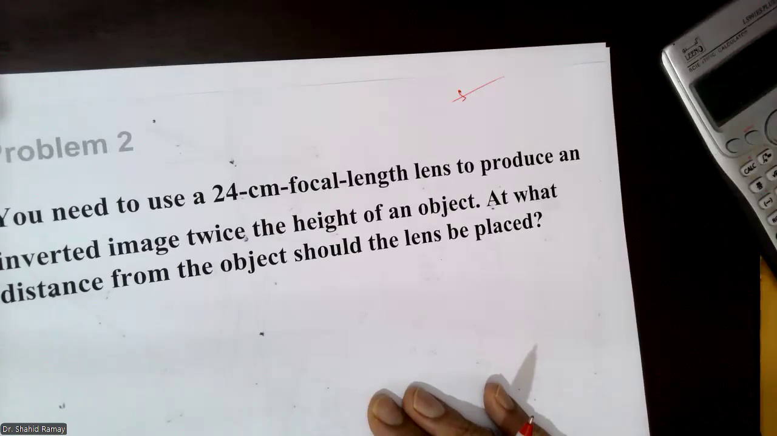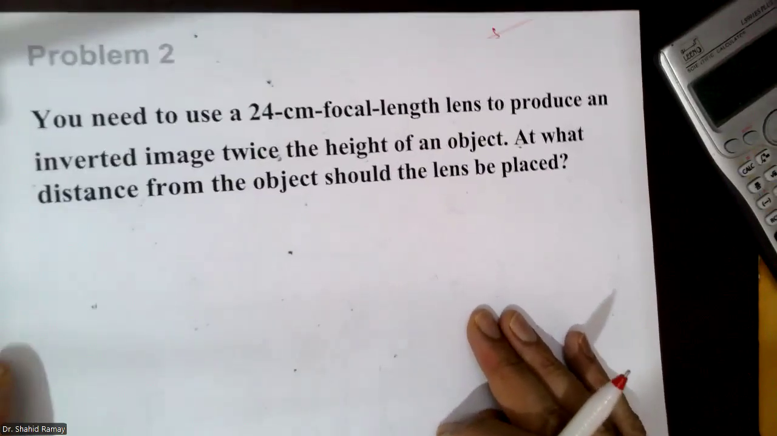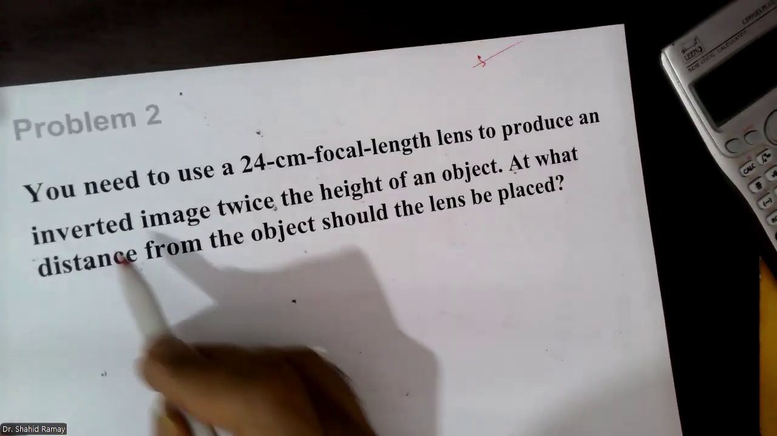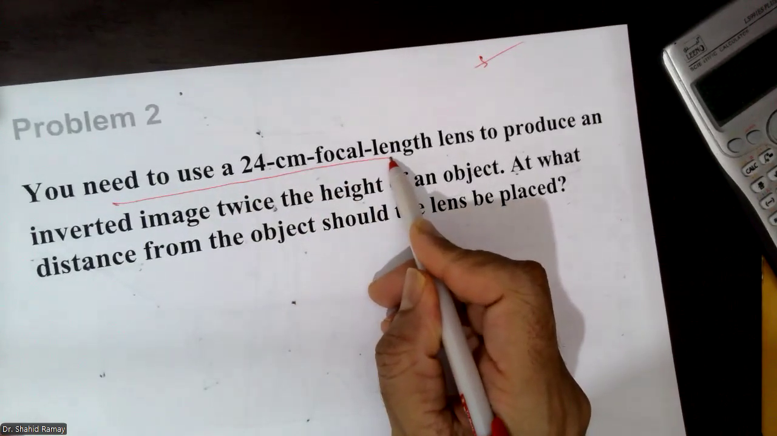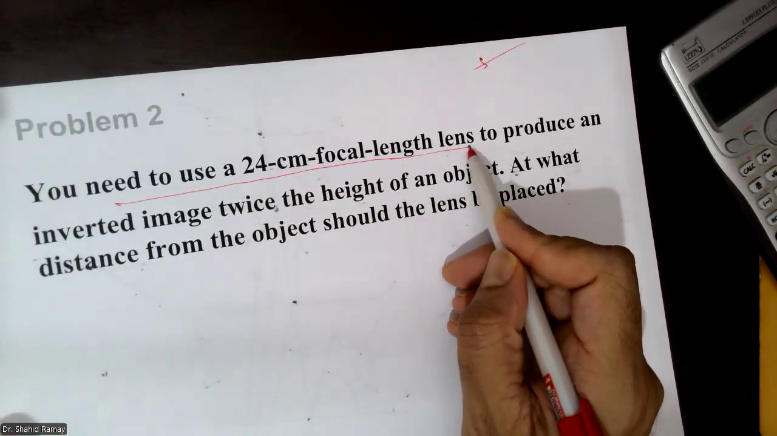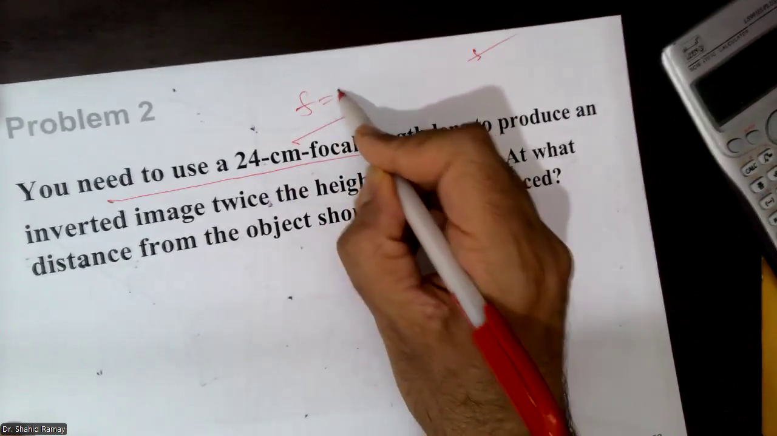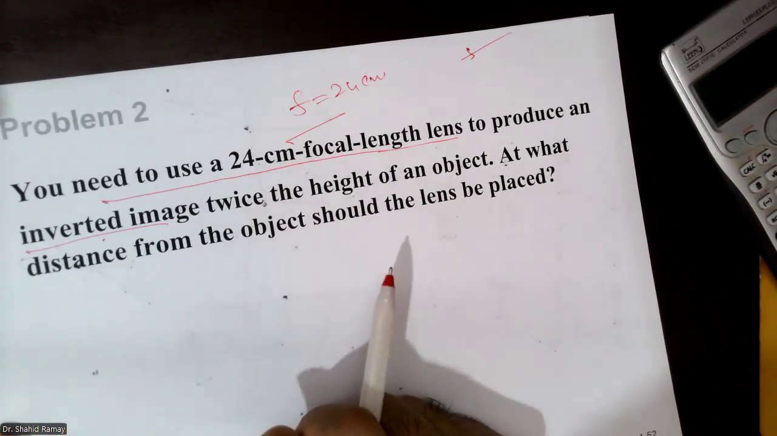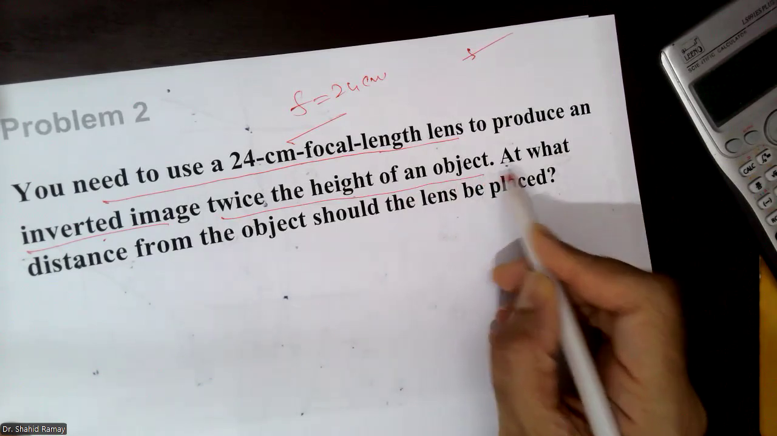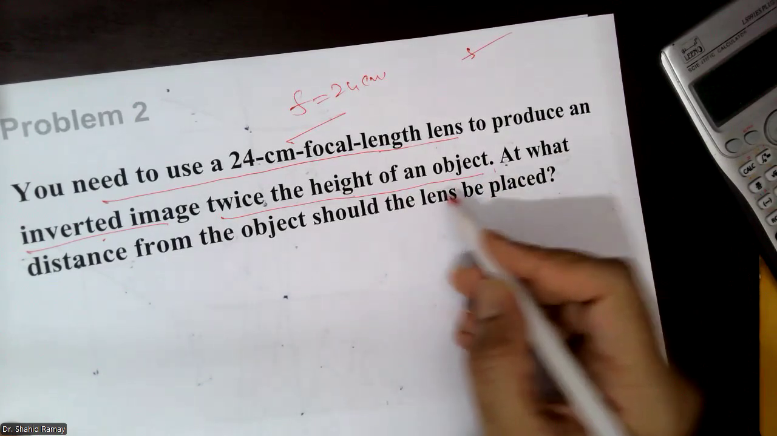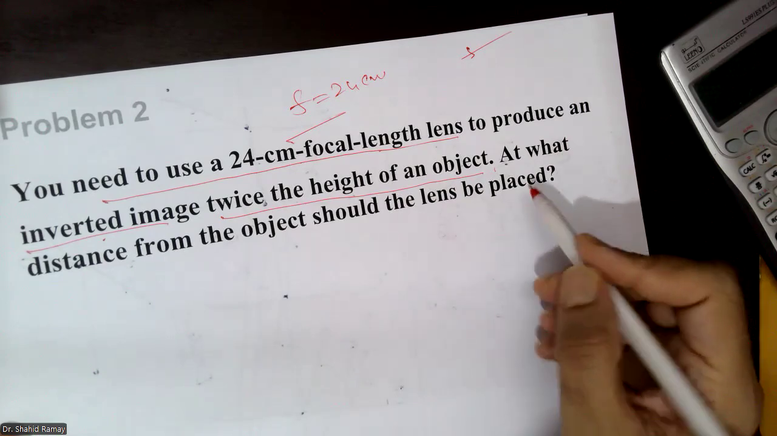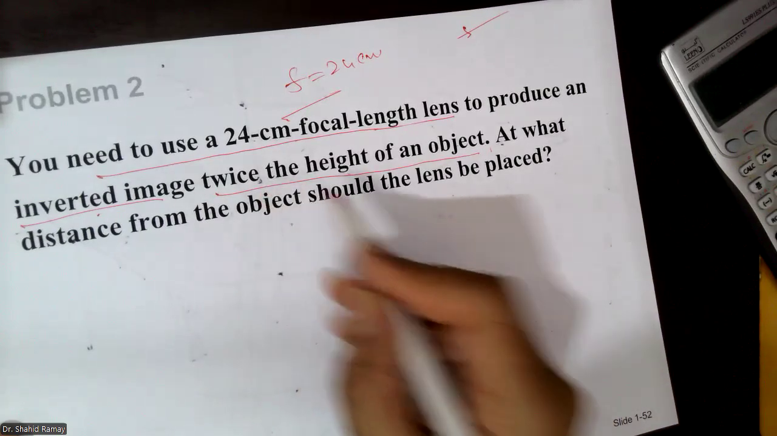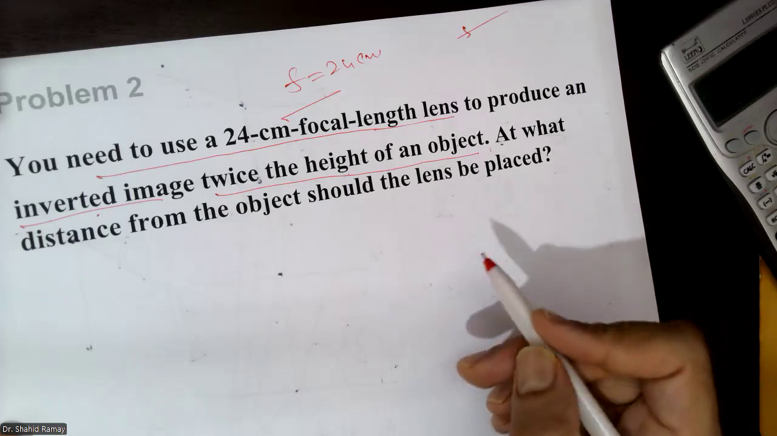Okay, after this, now I want to solve this problem. This is, I think, easy and simple. You need to use a 24 centimeter focal length lens. So here the f value is given, and this is your f, 24 centimeter, to produce an inverted image, which is always real, twice the height of the object, okay? Twice the height of the object means that if the height of the object is h, then the height of the image will be h dash.